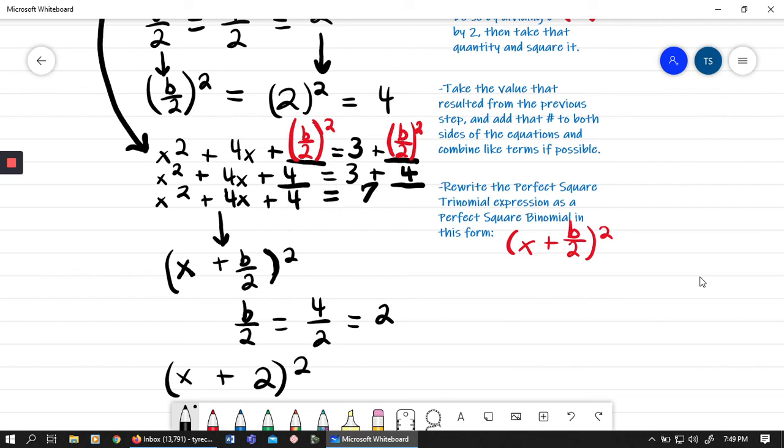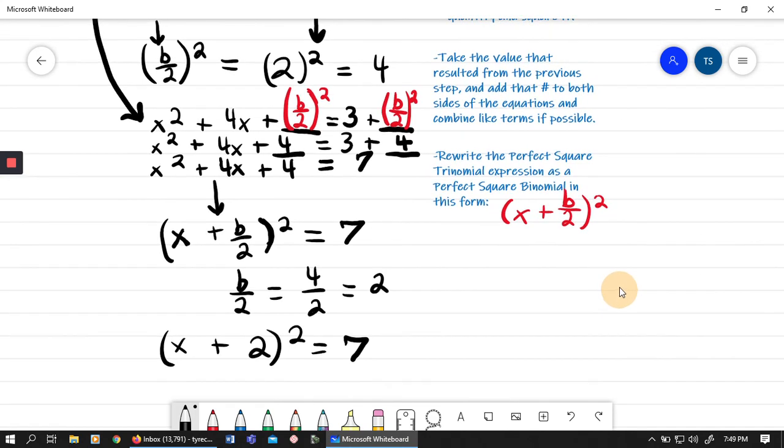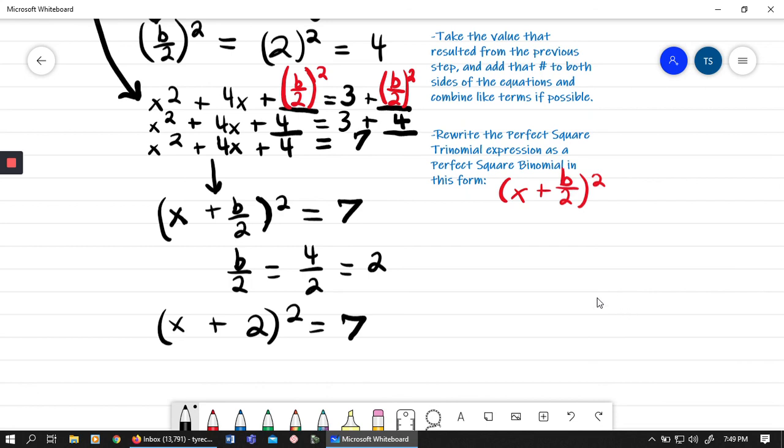But again, guys, remember that this is an equation, and the other side of that equation was still equal to 7. We're just rewriting this perfect square trinomial here, but it's still an equation, and this side of the equation is still equal to 7. All right, so now we have rewritten that perfect square trinomial as a perfect square binomial. We can see that here, we've got a binomial and it's squared. It's written in that form.